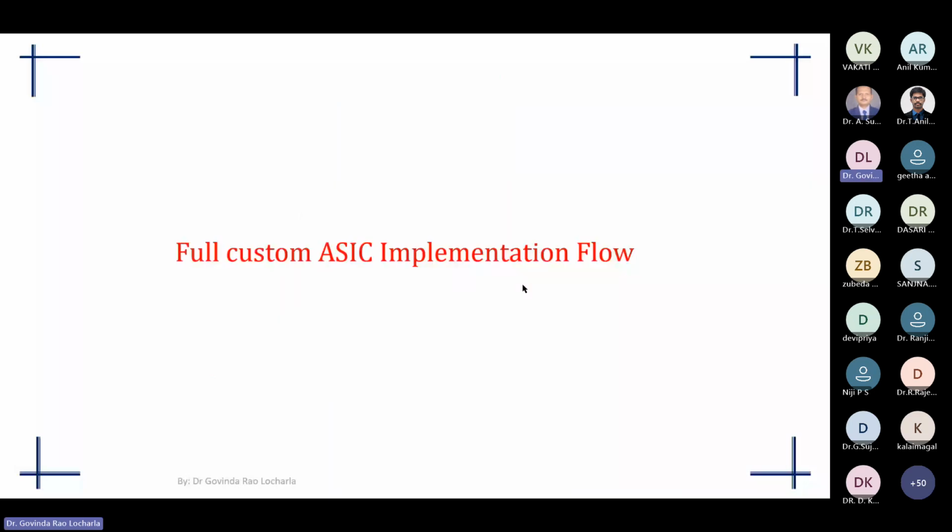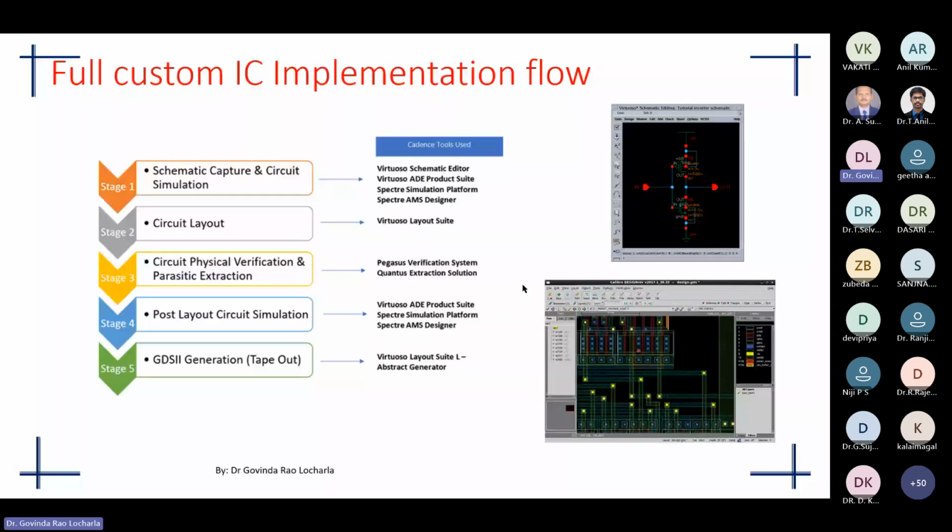Let us start with the full custom ASIC implementation flow. Integration, in the sense, integration of crores of transistors into a very tiny area. Then, are we defining our circuit at transistor level? Then you can imagine how complex it is for a human to design a circuit composed of crores of transistors. That is quite impossible.